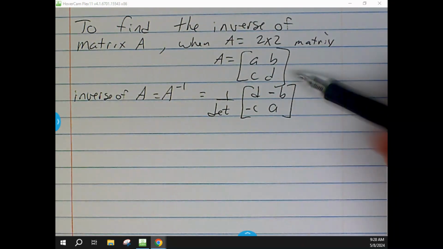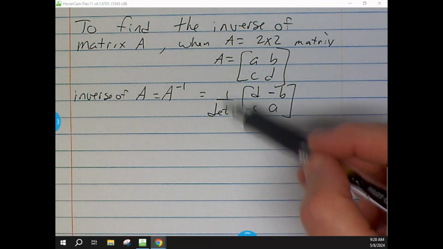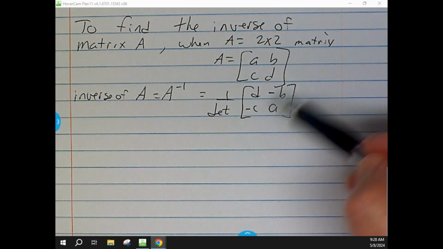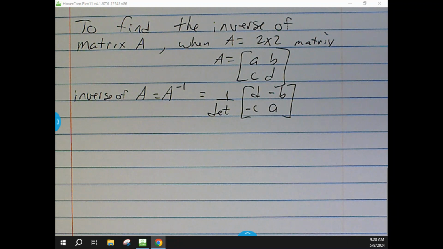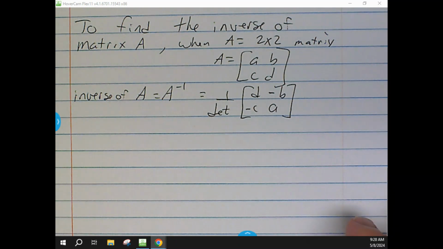Okay, so matrix A is this. The inverse of A is, again, you find the determinant of this and take 1 over that number. You switch these two numbers and then change these two signs. So that's your formula, that's your pattern, for actually finding the inverse of a matrix when they only give you that one matrix.